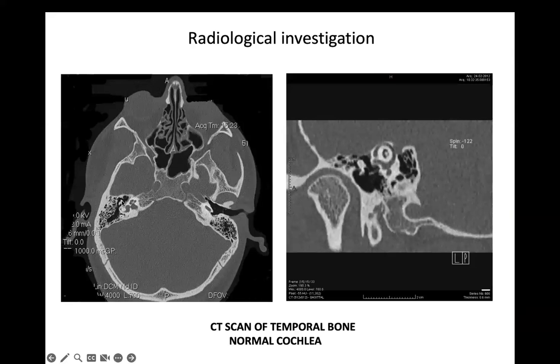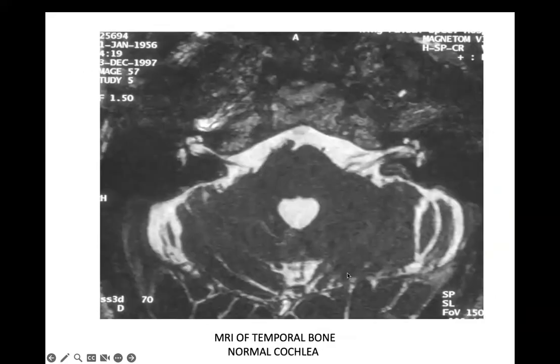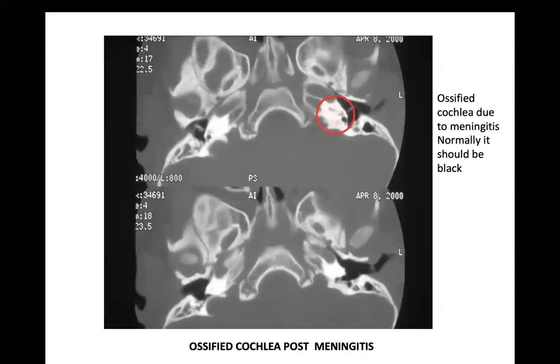These are radiological images of the temporal bone and your cochlea as well. You can see that this is a normal cochlea, okay? Here, again, he's focusing on the MRI of the temporal bone and trying to show how a normal cochlea looks like. Again, I don't think he'll get you any of these images, okay? This is just for your knowledge.